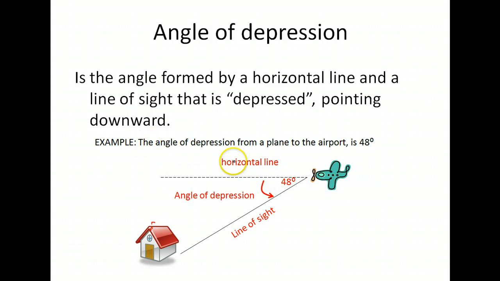Okay, so here is another example, the same picture, but an angle of depression would be if the plane was looking down at the house. So notice it's still formed by a horizontal line and a line of sight, but the line of sight is underneath the horizontal and the angle is opening downward. Angle of depression opens down, angle of elevation opens up.